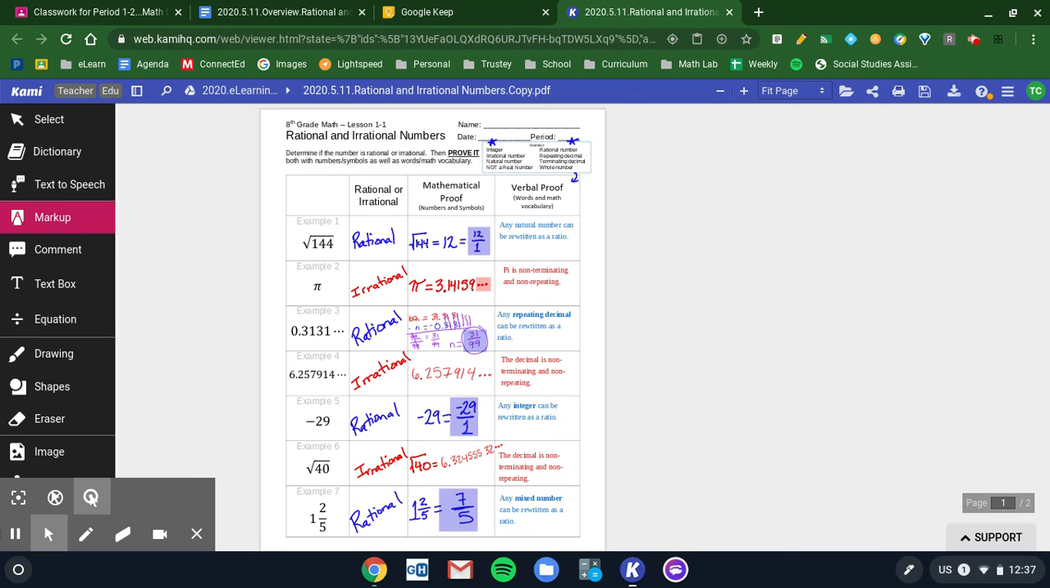Well, we can see quickly that any irrational numbers have numbers that do not terminate and do not repeat. For example, pi didn't stop, didn't repeat. Example 4, 6.2579114... non-terminating, non-repeating. And then we had one of those ugly square root of 40, where once again, it does not terminate, does not repeat.